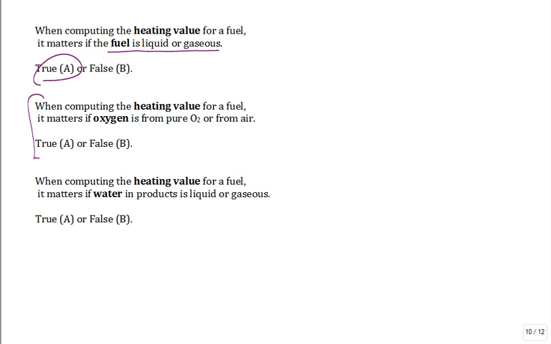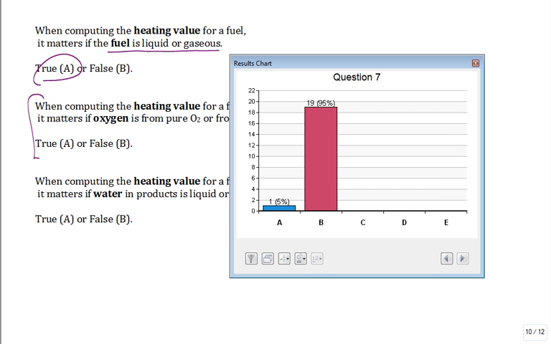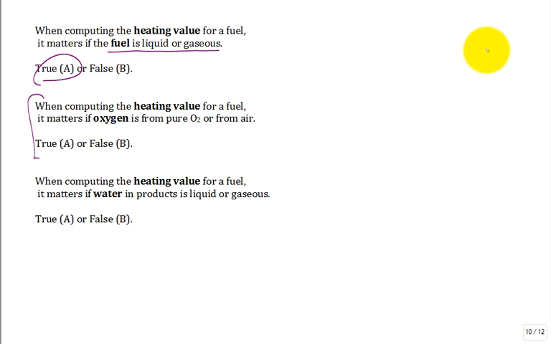Well, the oxygen basically is just going along for the ride. And if it comes with air, it brings along nitrogen, but both of them are coming out at 25 C. Nitrogen didn't heat up at all. So it does not matter where the oxygen came from, with or without nitrogen.